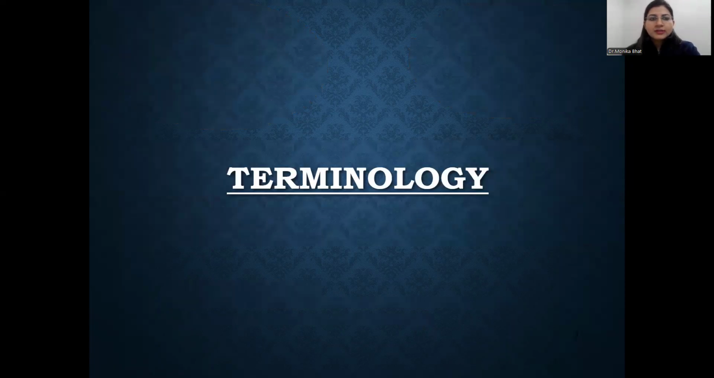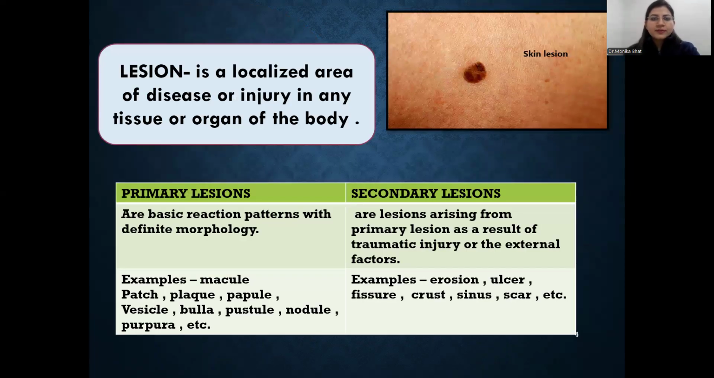The basic terminologies. First is a lesion, which is basically a localized area of disease or injury in the body or the tissue of an organ of the body. Any changes in the normal mucosa or the skin can be part of a lesion. These lesions can be primary or secondary. The primary ones are the basic reaction patterns with a definite morphology, with examples like macule, papule, plaque, patch, vesicle, bulla, pustule, nodule, or purpura.